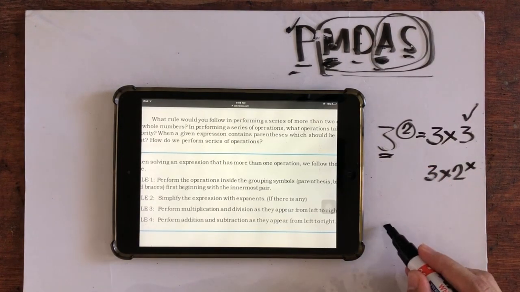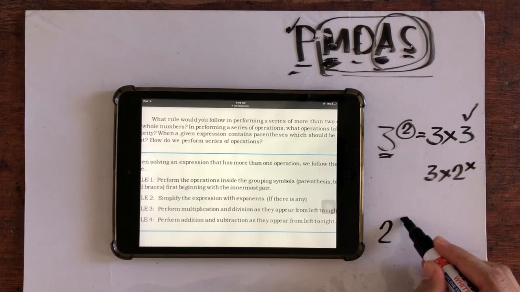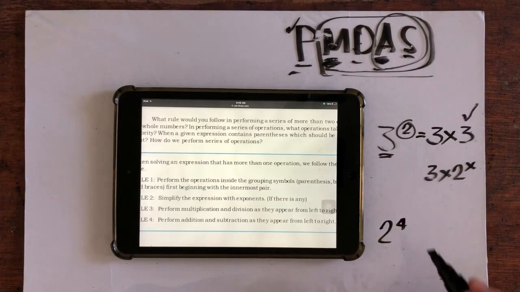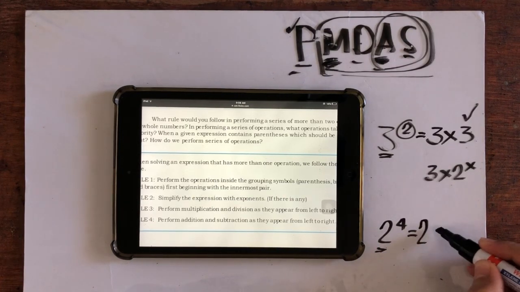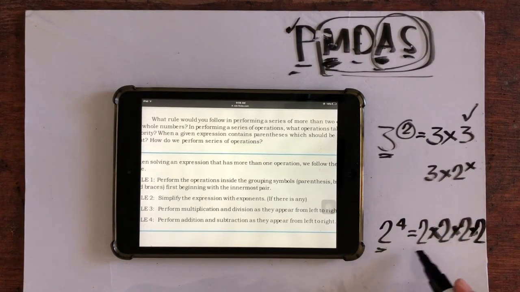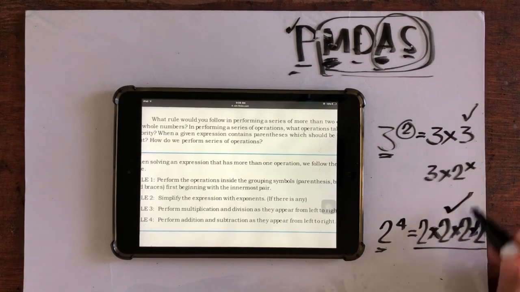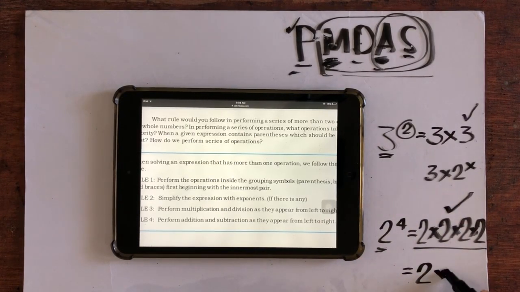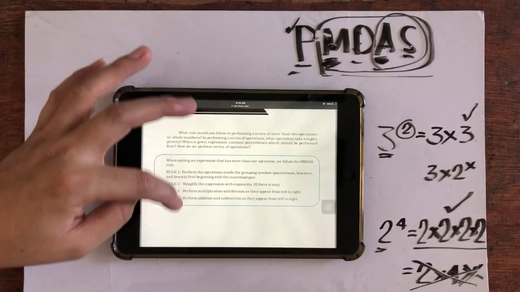Example, 2 raised to 4. Okay? Ang ibig sabihin yan, i-multiply mo to ng 4 na beses. So, 2 times 2 times 2 times 2. So, 4 na beses. So, ito yung tama. Hindi yan 2 times 4. Mali. Okay? So, this is wrong. Mali yan. Okay? So, huwag ganun ang inyong gagawin, ha?